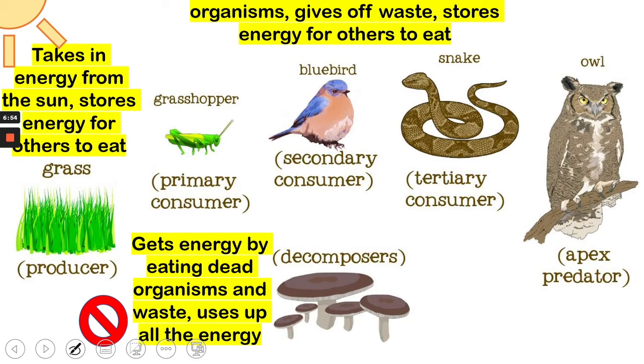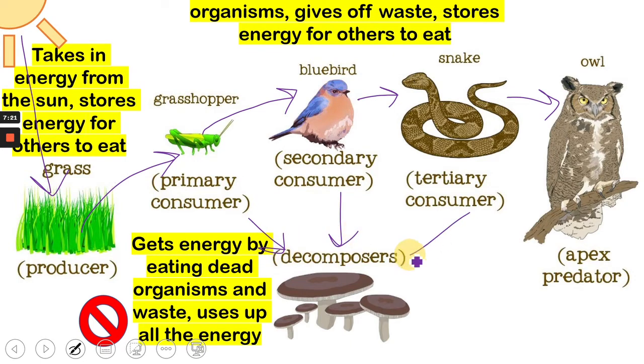So we've got our producer down here. It's taking in energy from the sun, and it's storing that energy for others to eat. Then along comes my consumer, right here, this grasshopper. He eats other organisms, and he gives off waste, and he stores energy in his body. The bluebird eats him and gets that energy. The snake eats him and gets that energy. The owl eats the snake and gets that energy. And all of them, we know that they poop, and they're giving off energy that the decomposers are breaking down. I'm going to write poop.